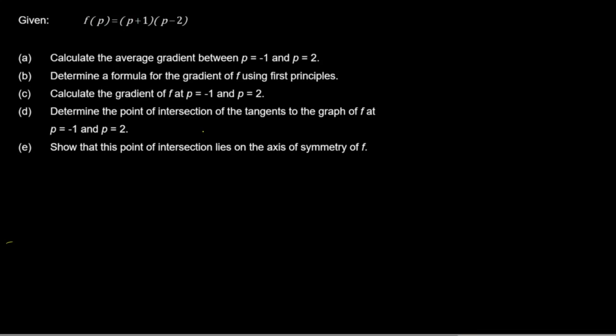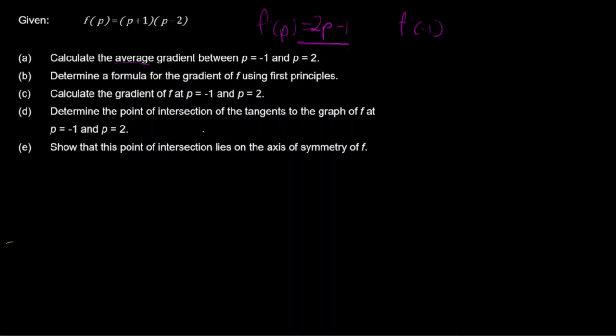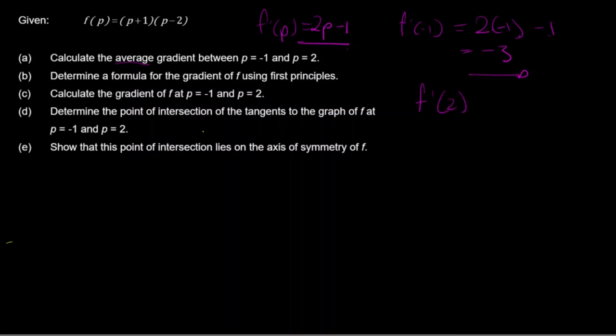Calculate the gradient of f at p equals -1 and p equals 2. Well, f prime of -1 is going to come from, what did we say? f prime of p from first principles turned into 2p minus 1. So that's 2 times -1 minus 1, which is -3. And then f prime of 2 is 2 times 2 minus 1, which is 3.